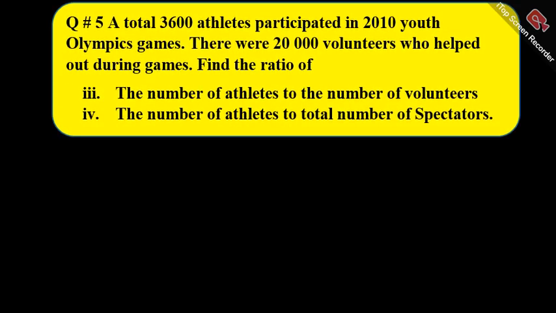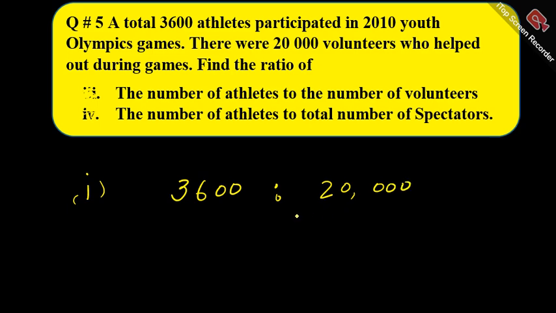That is also an easy one. A total of 3,600 athletes participated in the 2000 Youth Olympic Games. There were 20,000 volunteers who helped out during the games. Find the ratio of the number of athletes. Now the first part is wrongly written there, that is number 1 part. Okay. So the number of athletes to the number of volunteers. The number of athletes is 3,600 and the number of volunteers is 20,000, right?